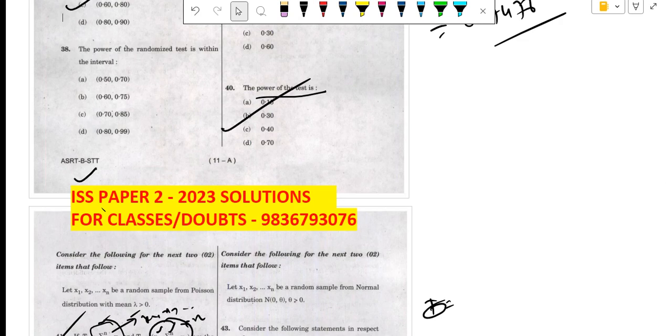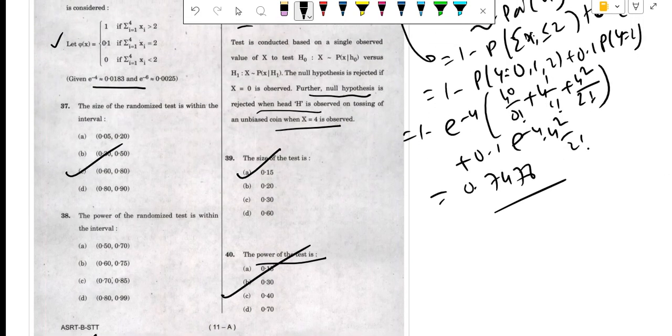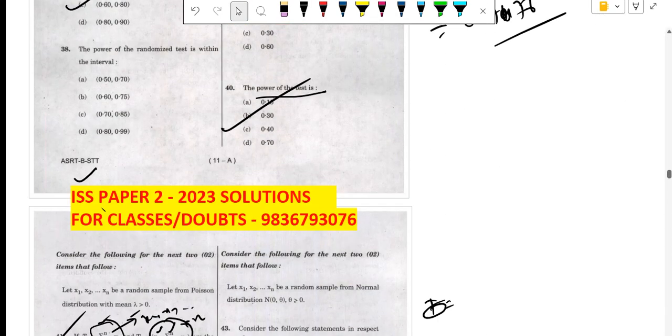Next is 38. So one interval is going for the 0.8 part. So this is done. Next is power of the randomized test within the interval.